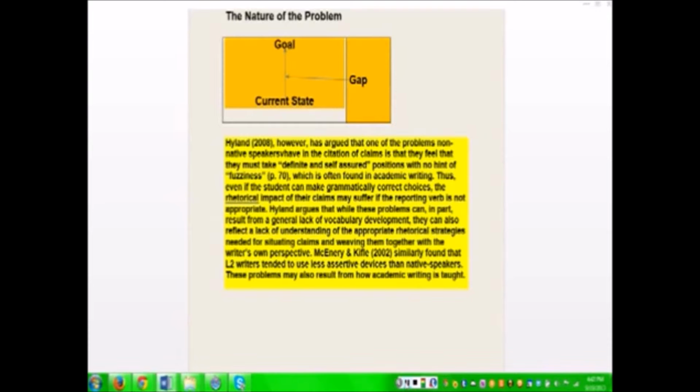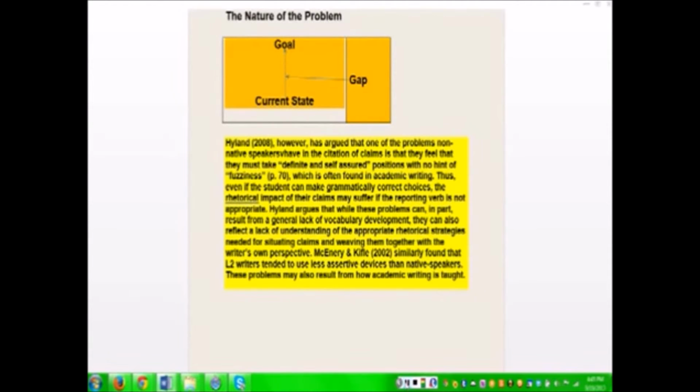Now, sometimes the goals are stated explicitly, this is the goal, but sometimes they're stated in a more negative way. For example, here in the first sentence, I write, Hyland, however, has argued that one of the problems that native speakers have in the citation of claims is that they feel they must take a definite and assured position with no hint of fuzziness.